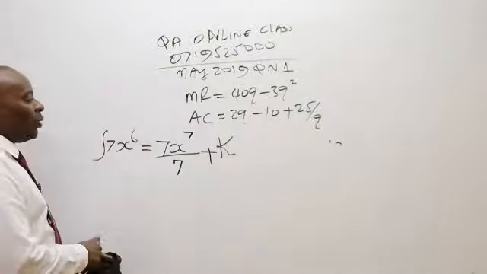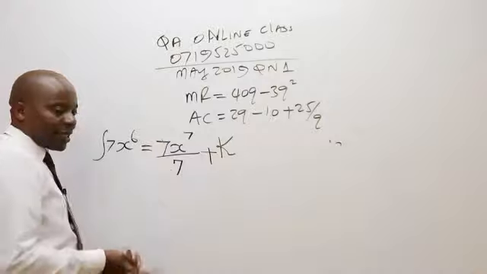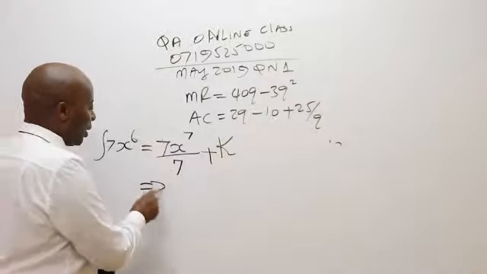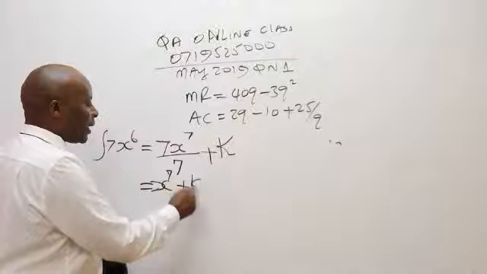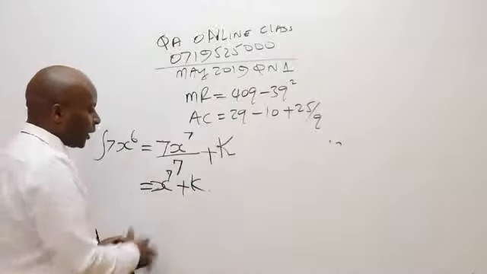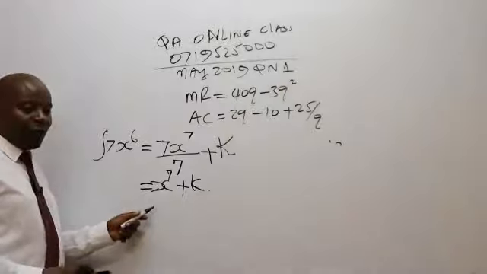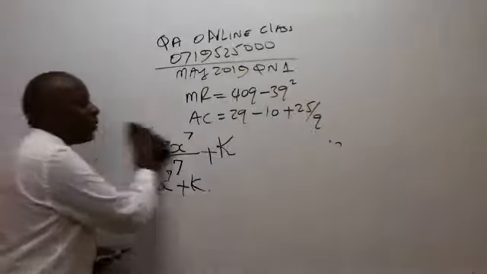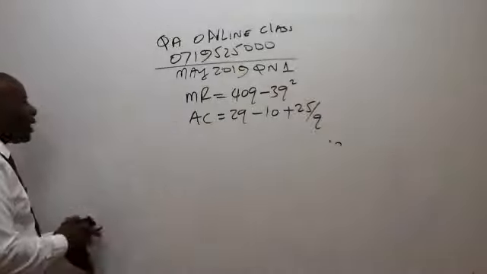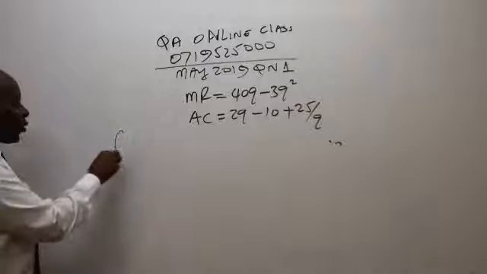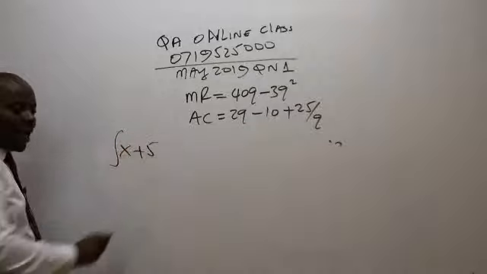So at the end of the day, what do we have here? These 7 and 7 cancel out, giving me x raised to 7 plus the constant of integration, which later on I'll be explaining to you. Very important. So ladies and gentlemen, here we are. What if somebody tells you to integrate x plus perhaps 5?